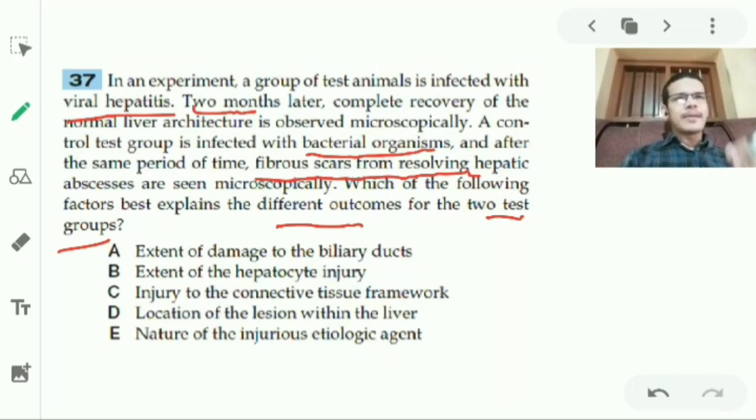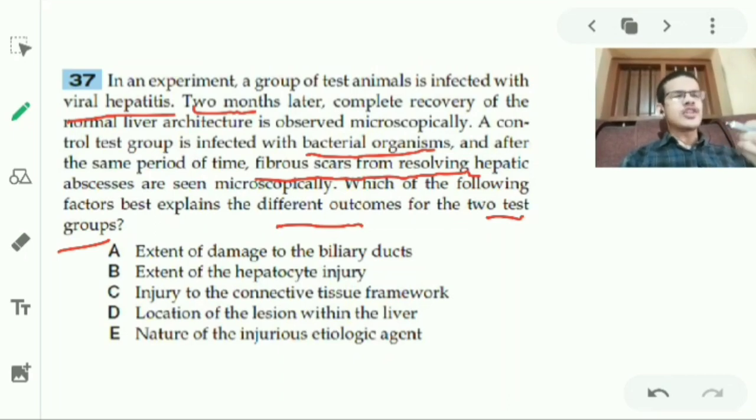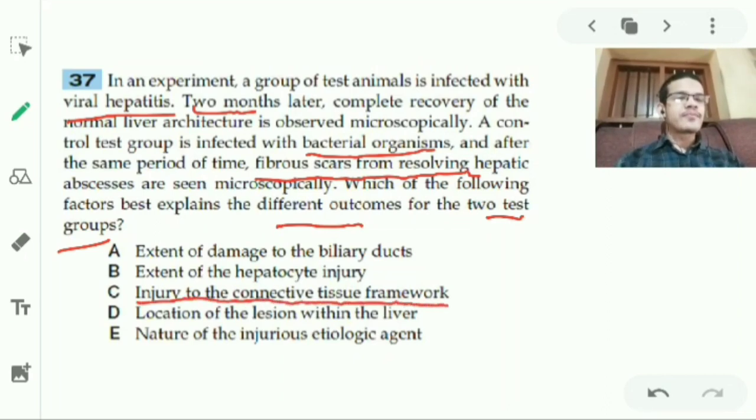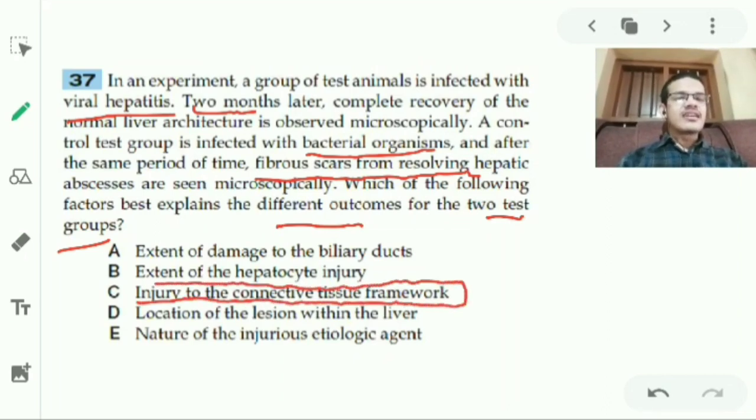The hepatocytes, the liver cells, have considerable regeneration capacity, right? But what if they don't have a framework upon which they can regenerate? If there is sufficient damage to the liver tissue, destroying sufficient connective tissue, even though the residual hepatocytes are present, on what can they regenerate? That is a big question. Severe injury to the connective tissue framework, even though the hepatocytes are remaining, will cause fibrosis, because there is nothing on which the cells can regenerate.